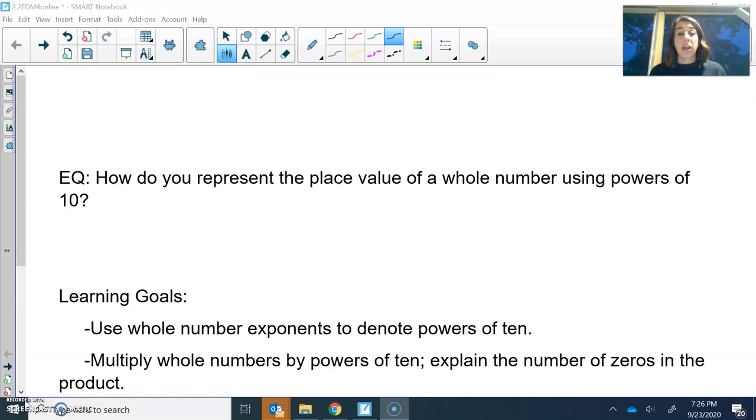We are going to be talking today about representing the place value of whole numbers using powers of 10. We are going to mainly talk about using whole number exponents to show powers of 10. The second learning goal is something that we will cover mainly tomorrow. Let's get started with some mental math.